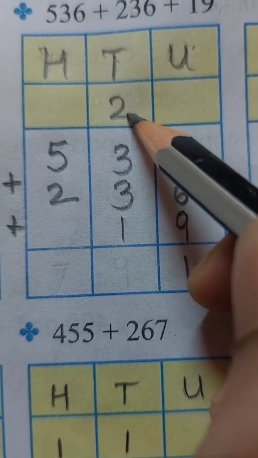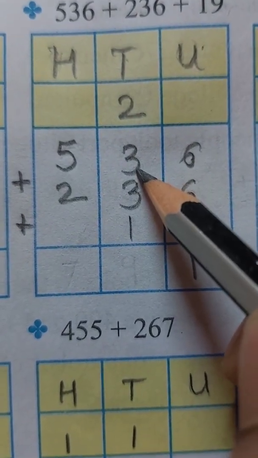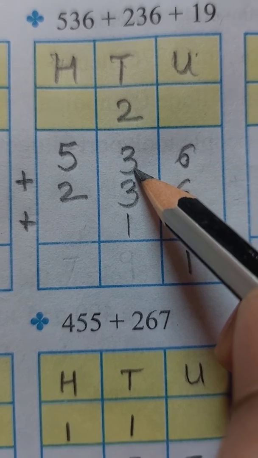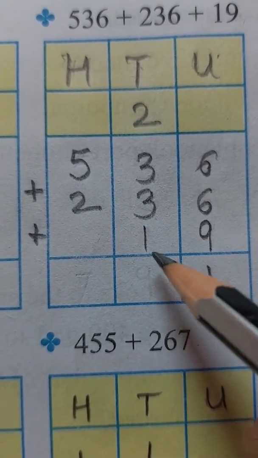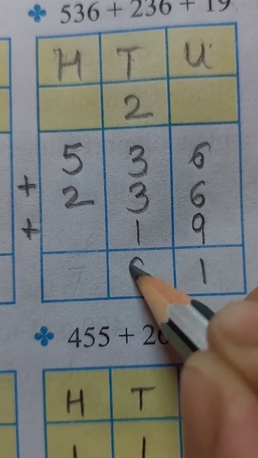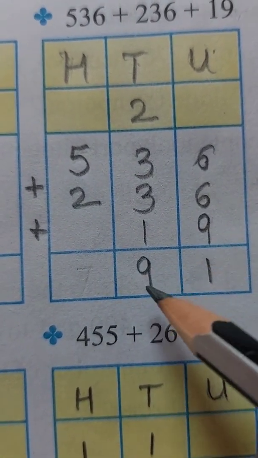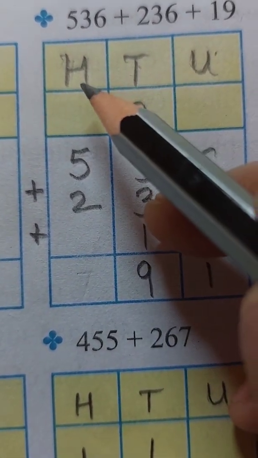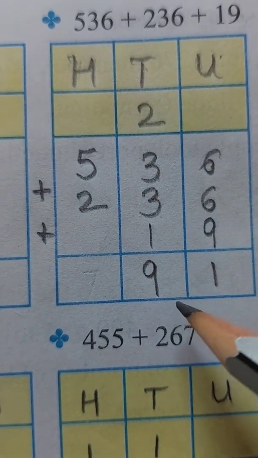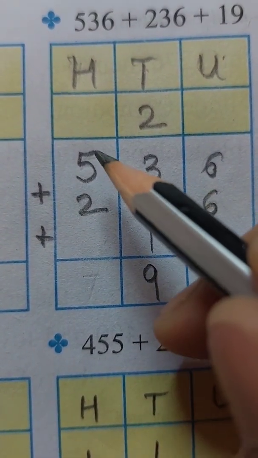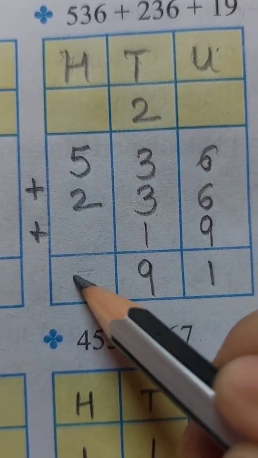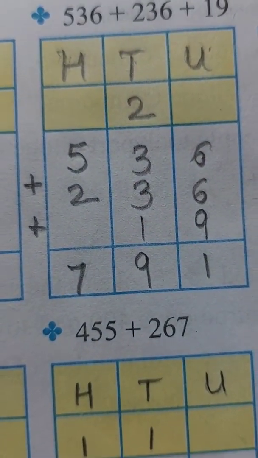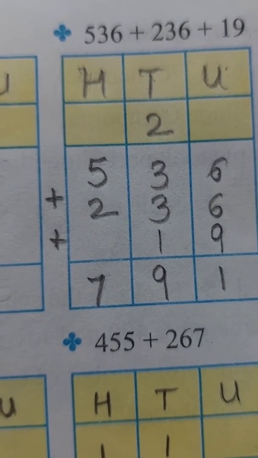Now 2 plus 3 is 5. Am I right? 5 plus 3 is 8. And 8 plus 1 is 9. Now, is there any number that you have to carry over in hundreds place? No, there is no number. So, now add the numbers given in hundreds place. 5 plus 2 is 7. So, what is your answer? 791.